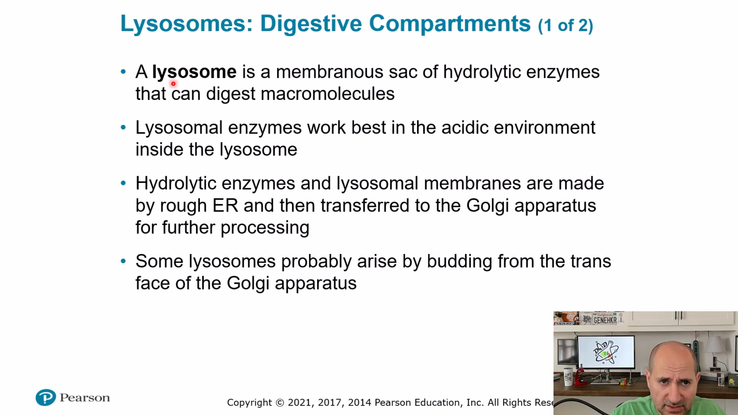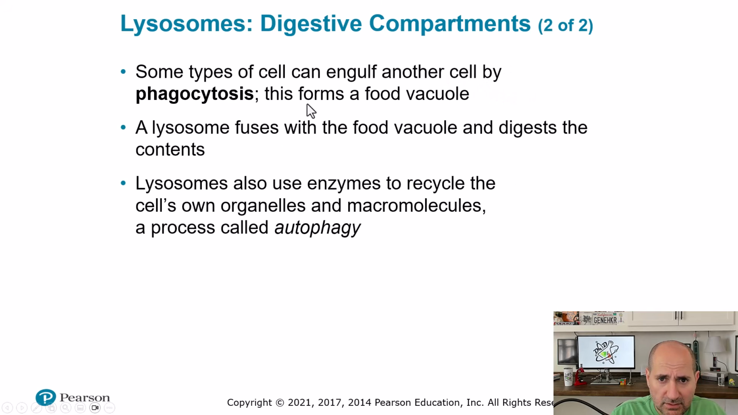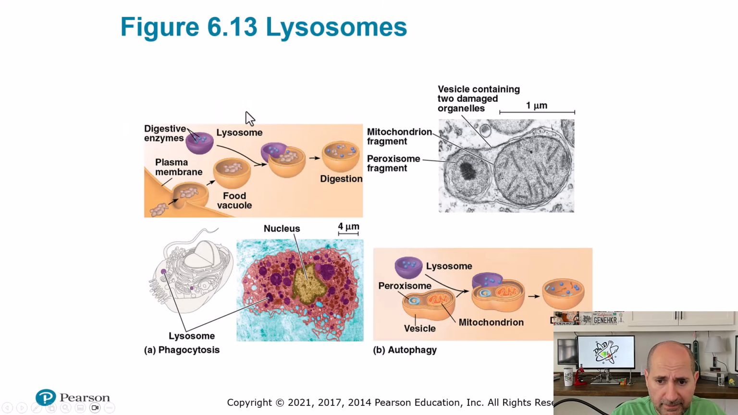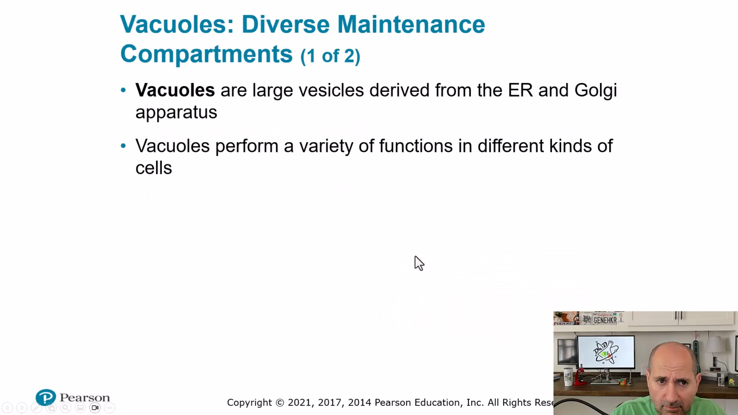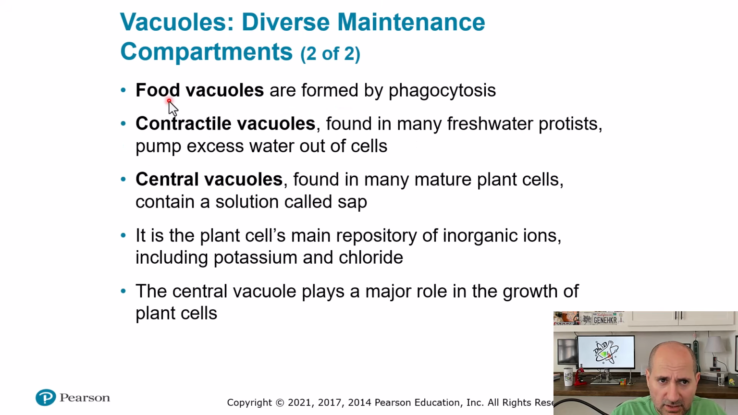You should know that lysosomes are known as digestive organelles. They contain hydrolytic enzymes. You should know what phagocytosis means. You should know what autophagy means. And then we talked about various types of vacuoles or large vesicles: food vacuoles, contractile vacuoles, and central vacuoles of plants.